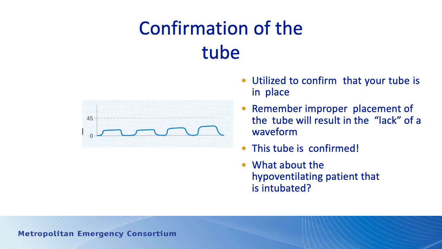And I think I mentioned last time that the state now has an expectation as of the 1st of next year, all patients with artificial airways will have continuous capnography in place. So there is an expectation that if you place an artificial airway, such as an endotracheal tube or an iGel, the patient have ongoing capnography, and that the capnography be documented in your run report.